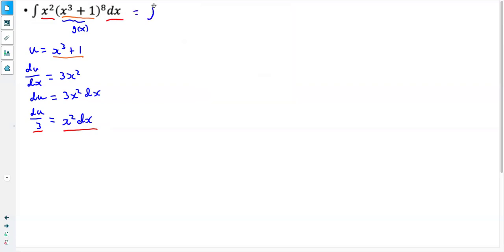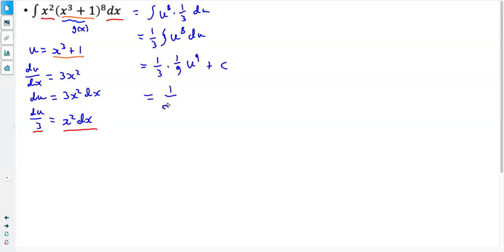So this will be the integral of u to the power of 8 times 1 over 3 du. We can move that 1/3 to the front, so we've got 1/3 times the integral of u to the 8 du, which would be 1/3 times 1/9 u to the 9 plus c. So that gives us 1/27 times x cubed plus 1 to the power of 9 plus c.